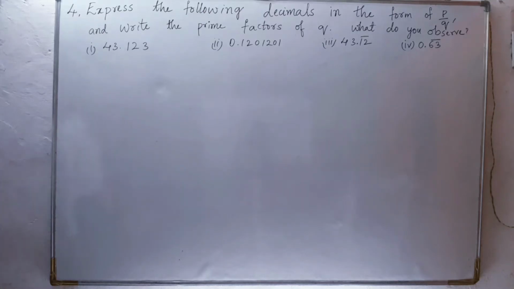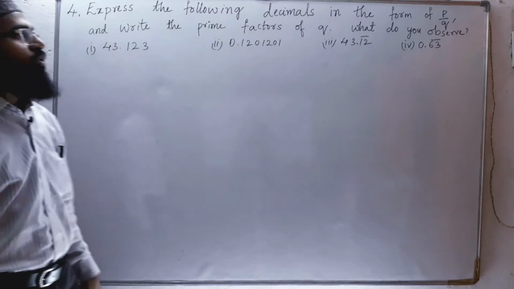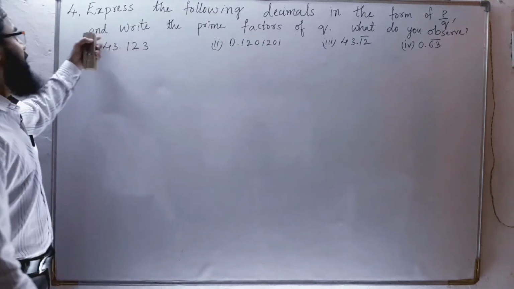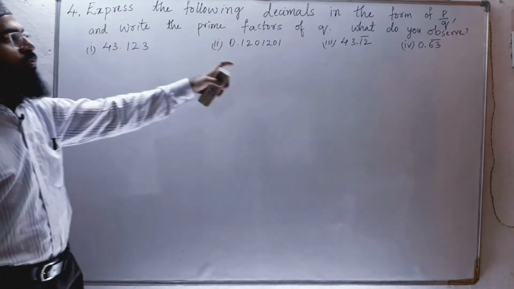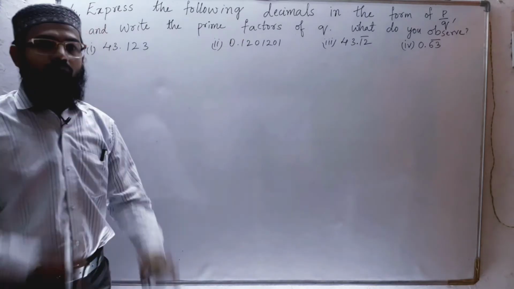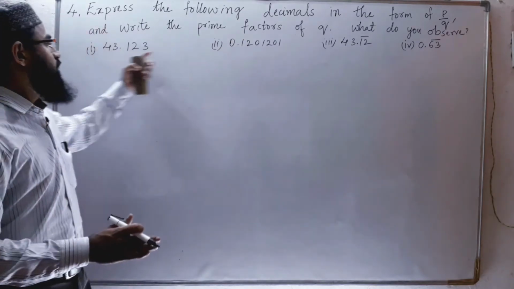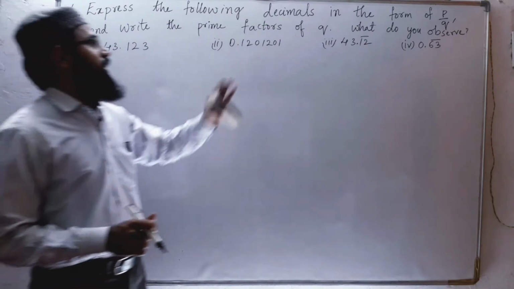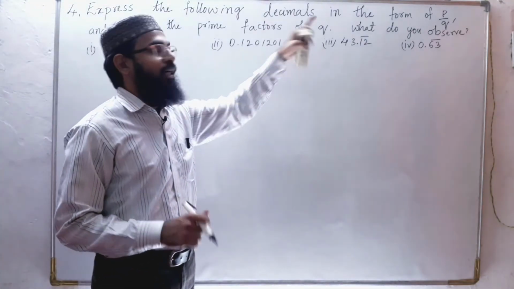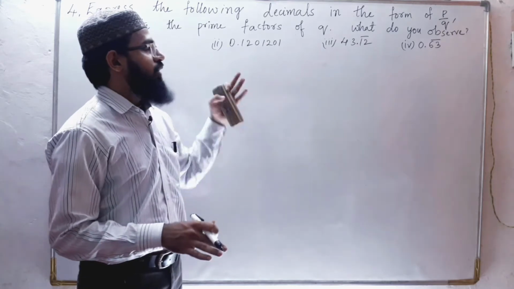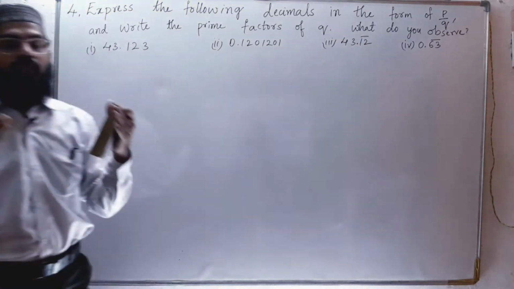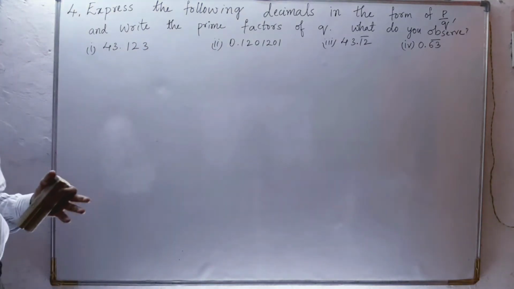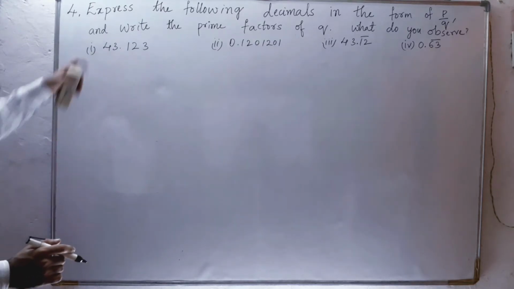Exercise number 1.3, fourth problem. Express the following decimals in the form of p by q and write the prime factors of q. What do you observe? First we are going to write these in p by q form. Then we will take out the factors of q, that means the denominator. After that we will observe whether it is a terminating decimal or a non-terminating decimal. So let us start with the first one.